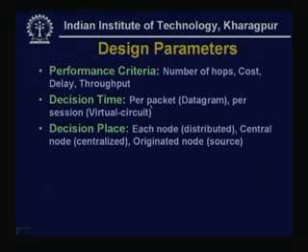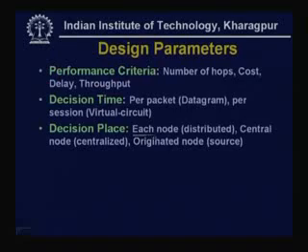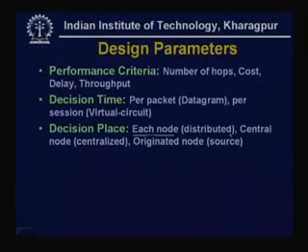Then the third important parameter is decision place. Who will decide about routing? Where it will be decided about routing? For example, whether it will be decided in each node. That means each node receives a packet, then it decides the route for that particular packet, to which particular output link it has to be forwarded. So, in that case we call it distributed.